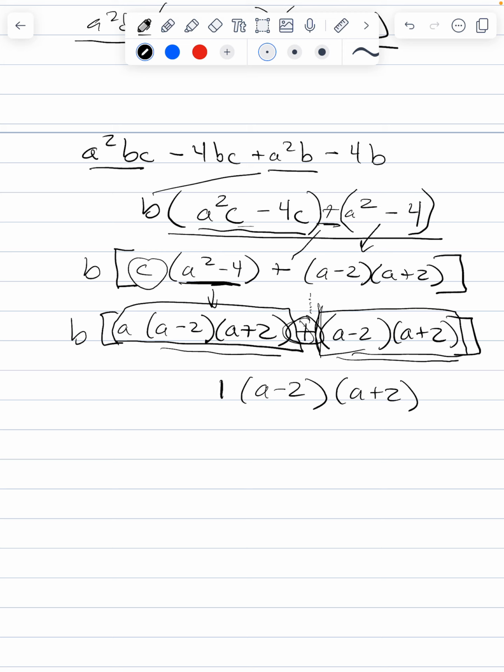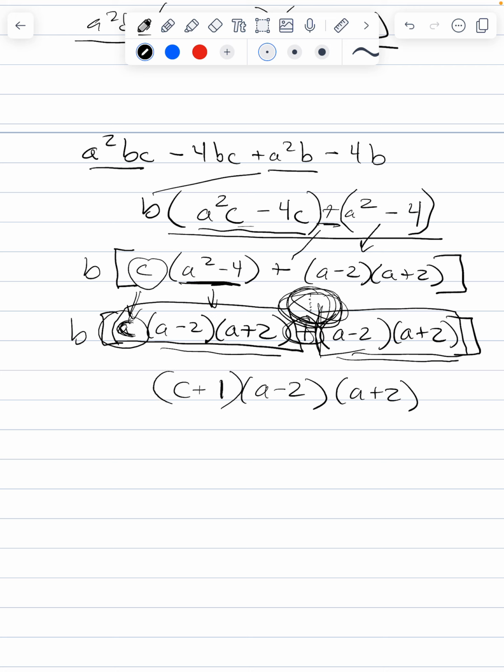Oh, up here, see that? I almost forgot that C. I turned it into an A down here. You're probably yelling at me. So I'm bringing that C down, and I still have C, this C, plus the 1 that's over here. So I have C plus 1.